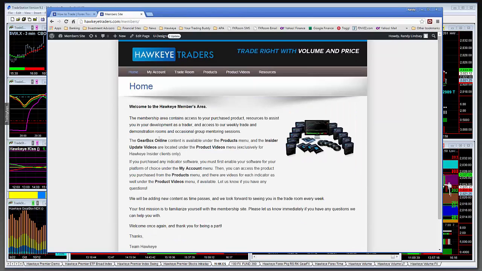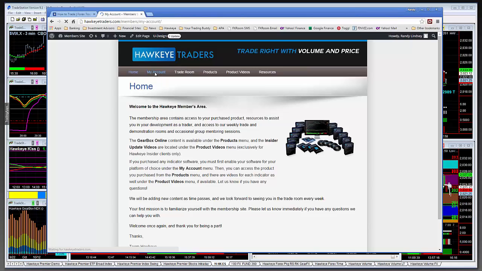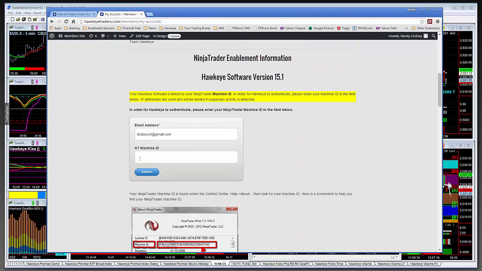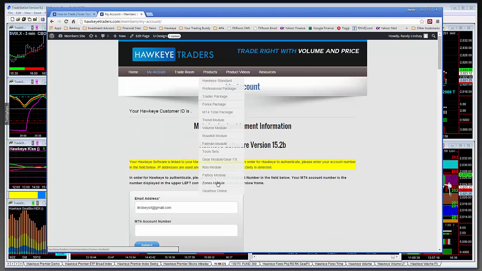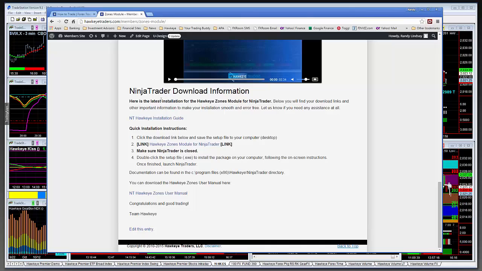Once you log in, then under the Products menu, this is where you download your software. But first you need to go to your My Account menu and make sure that you enable the software to run on your computer. To do that, if you have a NinjaTrader, then you need to enter your NinjaTrader machine ID right here in this form and click the Submit button. Then you'll go back to the Products, go to your Zones module page, and if you have NinjaTrader, then you will see the NinjaTrader download information here. You'll be able to download the installation guide if you need help installing it. Go through the instructions to download your zone. Here's the link for downloading it, and here is your user's manual right here.